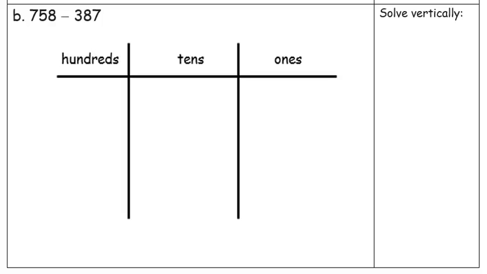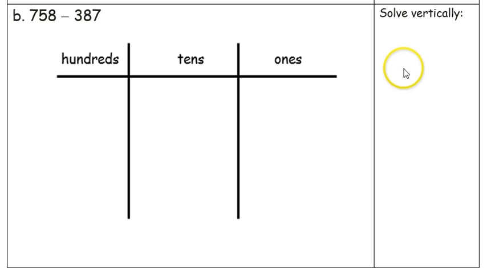This tutorial is for 2nd grade, Module 5, Lesson 15. In this lesson, we're going to continue subtracting on a place value chart and recording our moves on a problem that we've written vertically. The first problem is 758 minus 387.